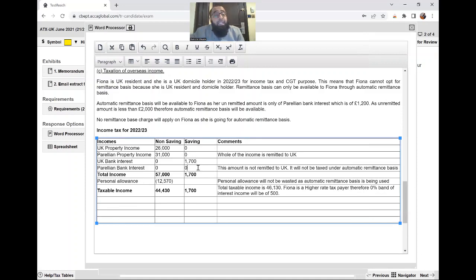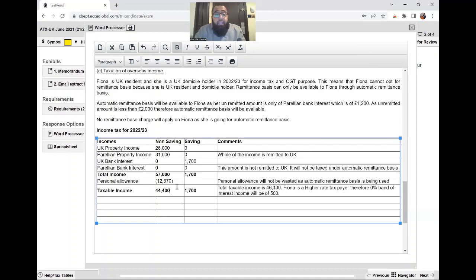And there is parallel bank interest, which will be simply ignored because it is not remitted to UK and we are on automatic remittance basis. This gives us our total income, 57,000 and 1,700. We deducted personal allowance. She has not opted remittance basis. Opting was not available to her even. When you haven't opted, your allowance will not be wasted.